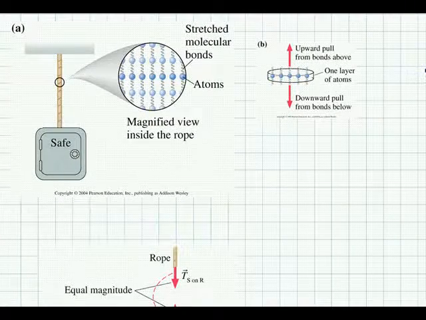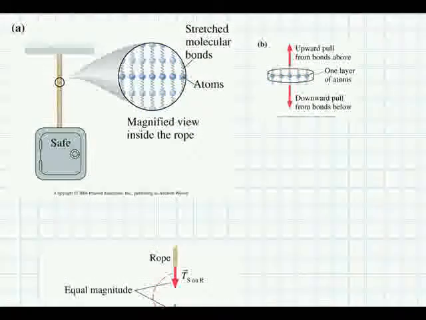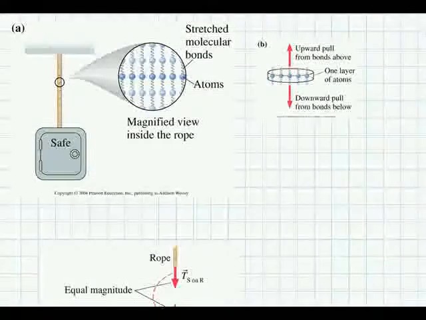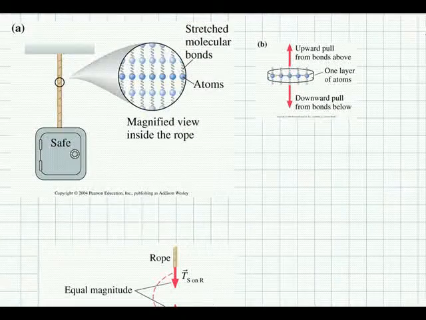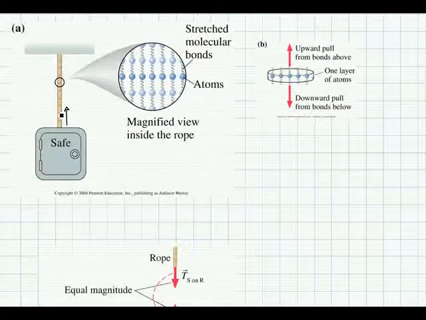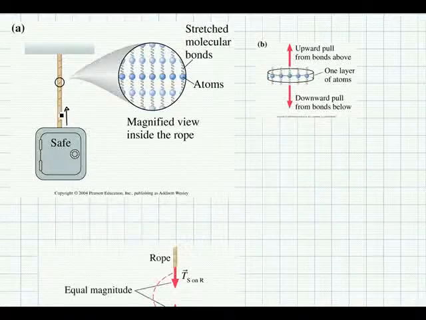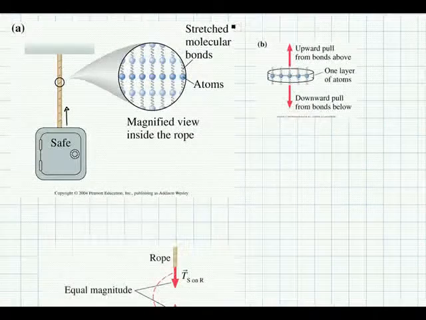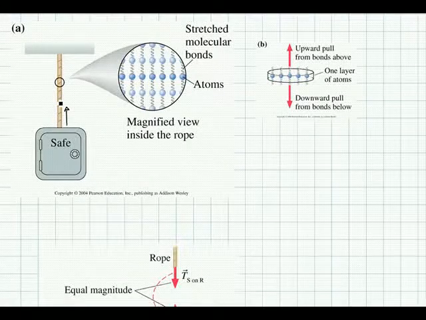Now, what do we mean by tension in a rope? As we saw a few chapters back, when you have an object connected to a rope, we say that there's a tension, a force exerted on the object by the rope, and that tension, as was explained previously, is due to the combination of the stretched molecular bonds within the rope or the string itself.